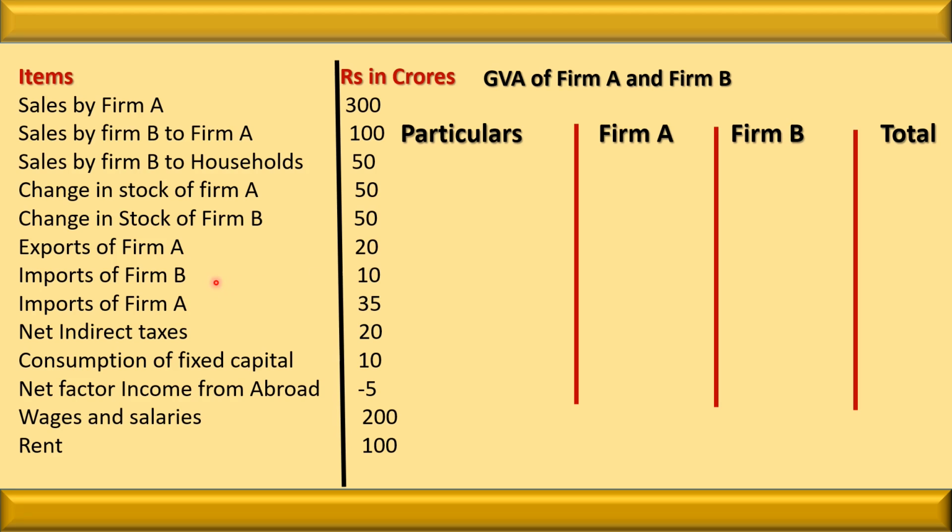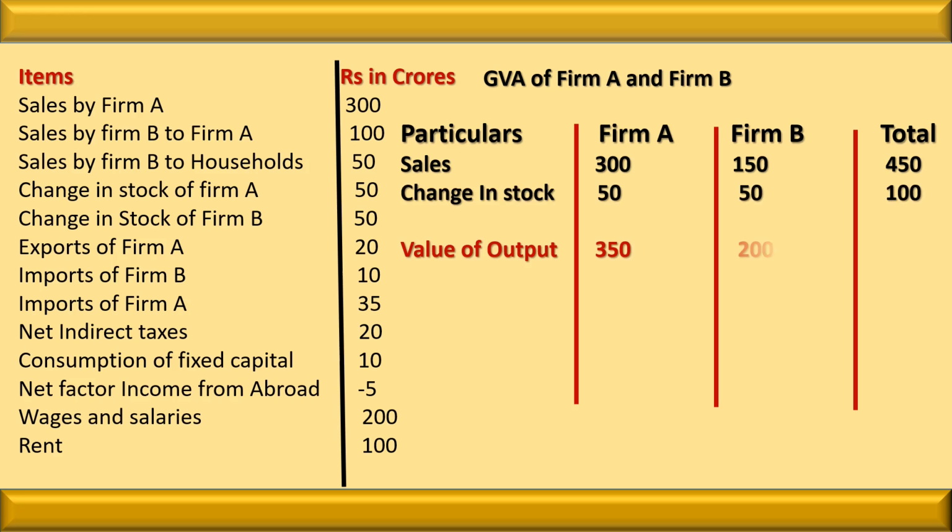In the case of the firm B, purchase is 90. Net indirect tax is given, that is 20. Depreciation, that is consumption of fixed capital, is 10. NFIA is written in negative. Wages, rent, it is being given. To find out GVA according to the format, let us see. Firstly, we have to write down sales. Sale is, we can see, 300. We can say 300 is written over here.